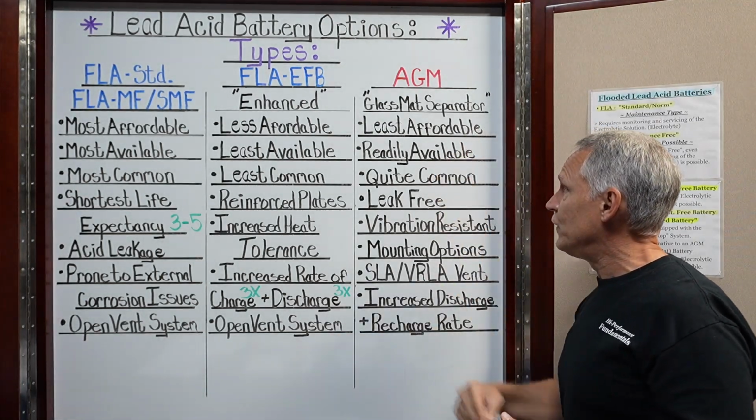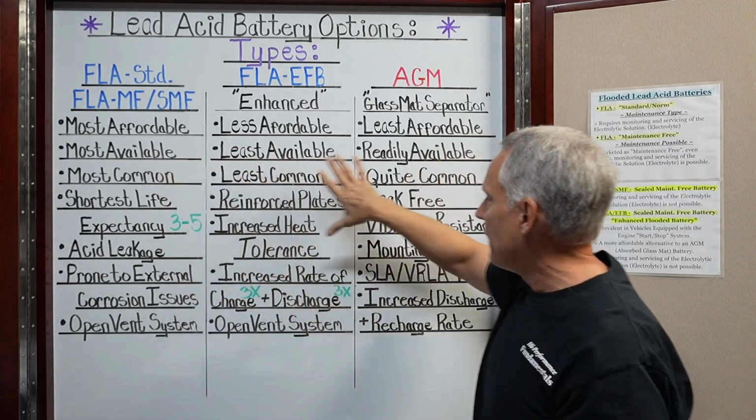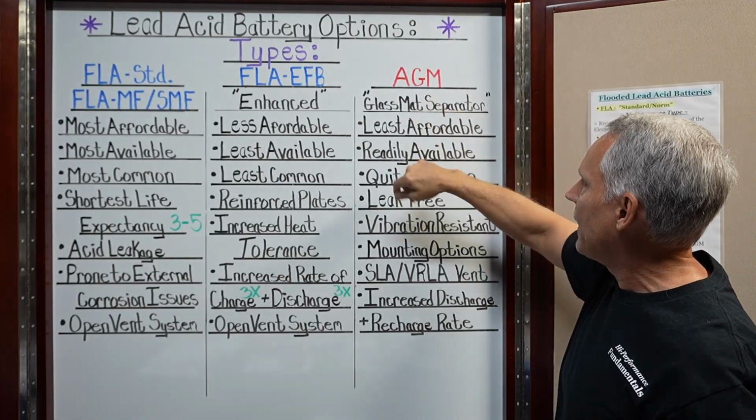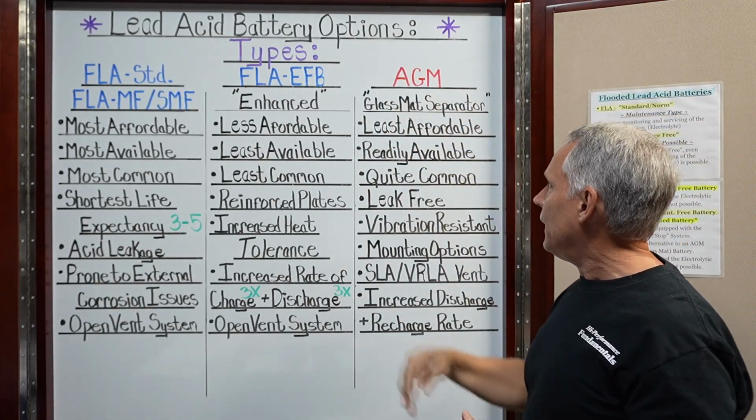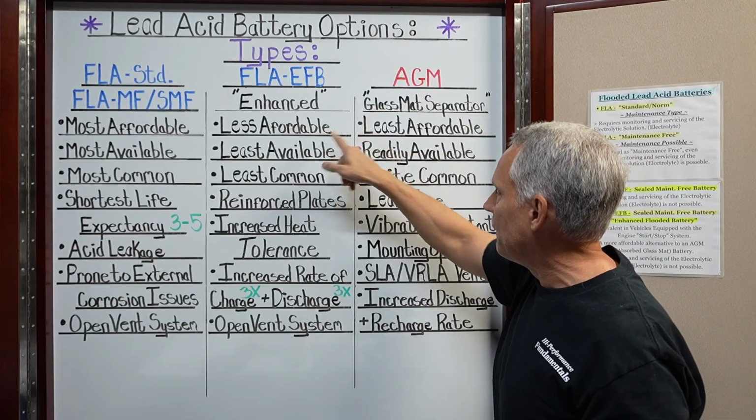All right, so moving on to the AGM battery. Basically these are, in a nutshell, getting better as we go, right? So AGM, absorbed glass mat. It has a glass mat separator. It is the least affordable of the bunch in most cases. This is going to be more expensive than this one.